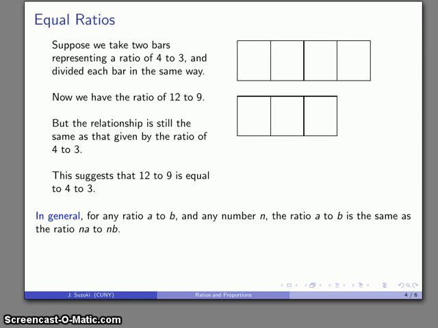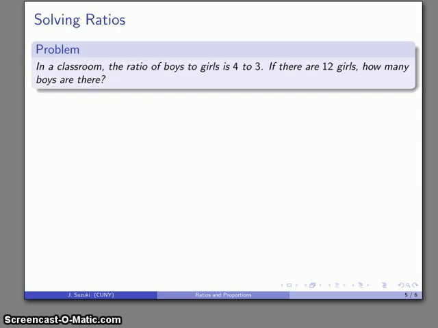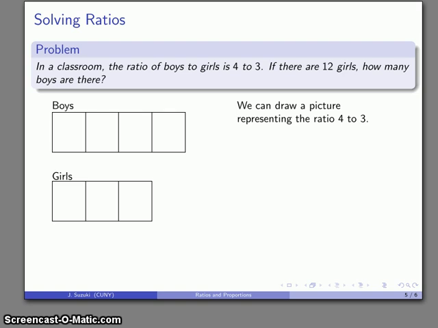Ratios are among the most powerful of tools that we have for solving algebra problems, except we don't really call them algebra problems. They're really arithmetic problems. So consider this. In a classroom, the ratio of boys to girls is 4 to 3. If there are 12 girls, then how many boys are there? And so one thing we might do is we can draw a picture representing the ratio of 4 to 3. And so here's my ratio, 4 to 3, and my ratio represents the ratio of boys to girls, so I'll label the two bars just to keep everything straight. And again, it's important to keep in mind that the bars have to, in some sense, be equivalent. They have to be the same thing. And what that is, we'll talk about in a moment.